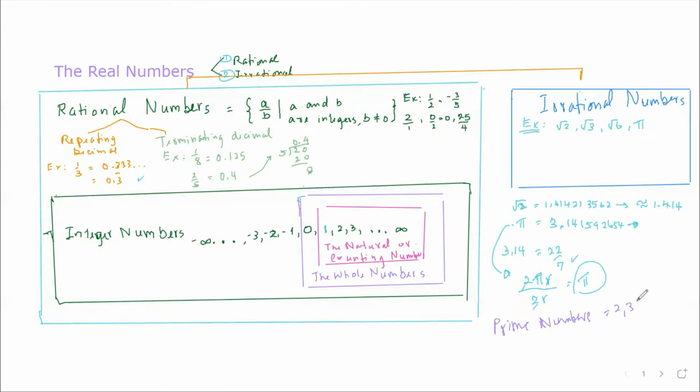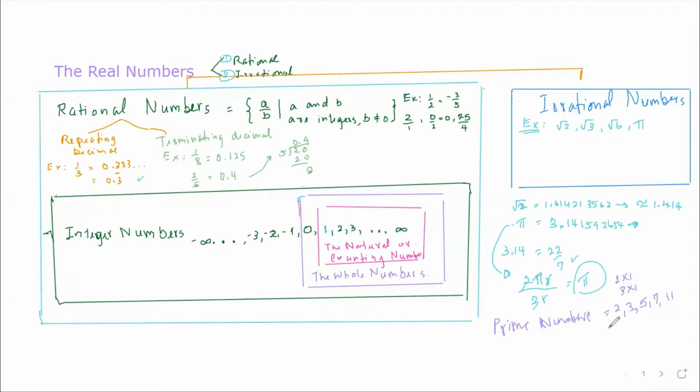For example, 2, 3, 5, 7, 11, like this. So for 2, the positive factors have to be positive numbers. The factors of 2 are what? 2 times 1. That's all it can be. And 3 is also 3 times 1.